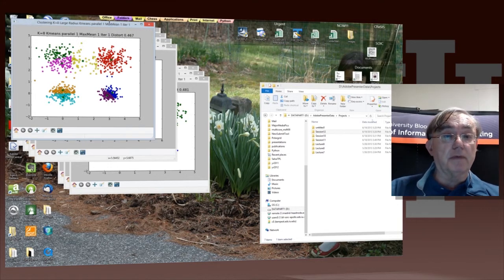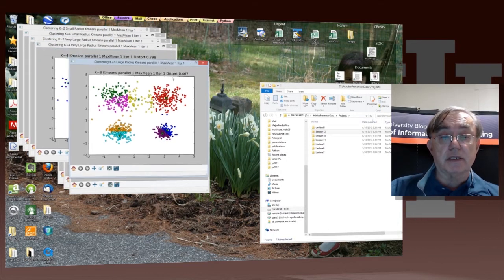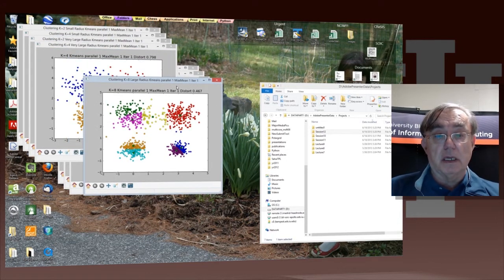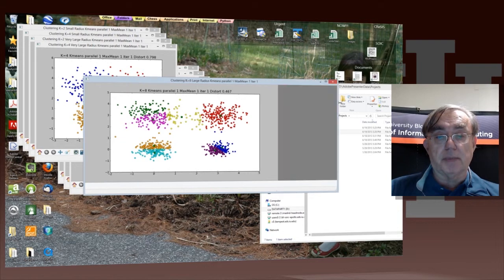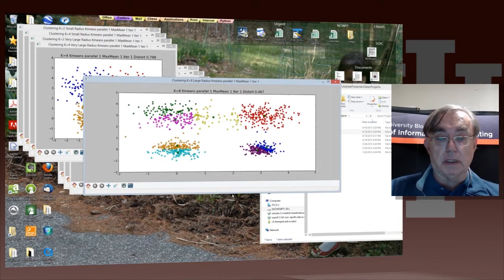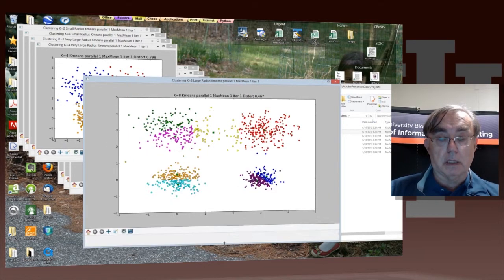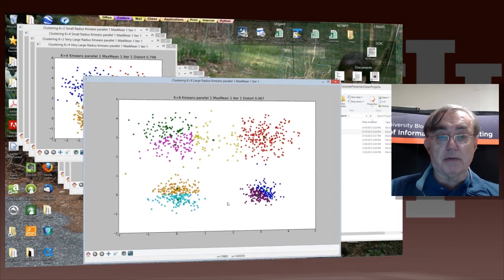This we run with iterations 1. So this is actually trying to get funny answers. And maybe we can make this a little bigger so you can see what's going on here. So here we have k equals 8. Parallelism of 1, everything is parallelism 1 here. Max mean of 1, so we're using the mean distortion as the criterion, with 1 iteration. And here we have the large radius, which is, remember, the small, large, and very large.